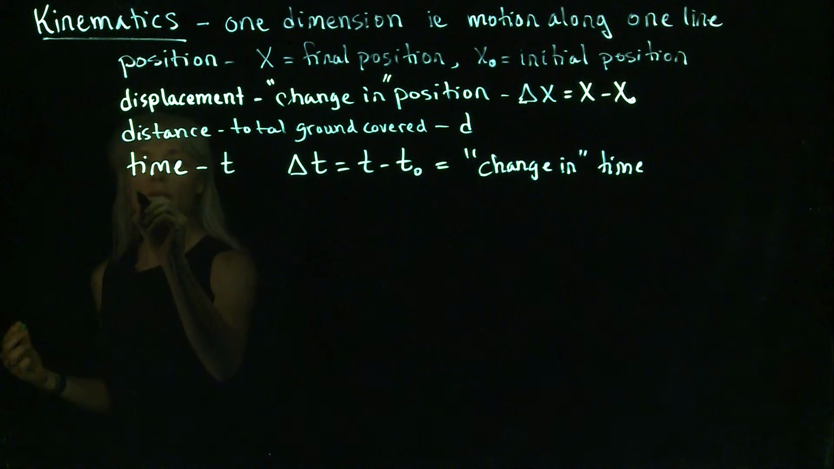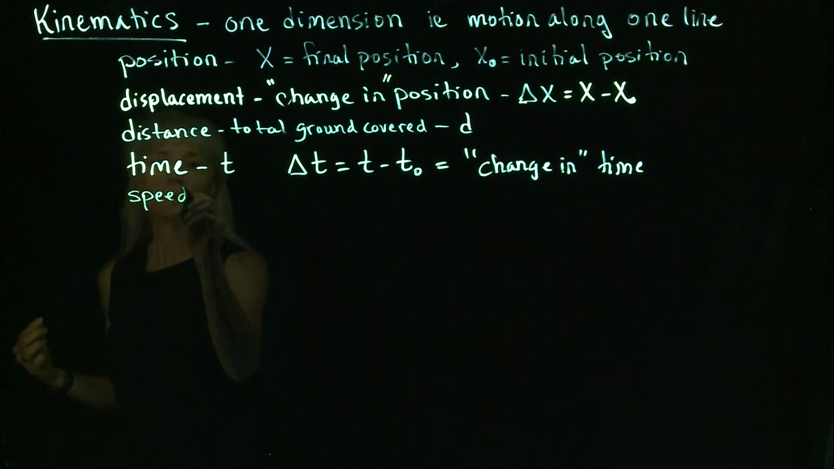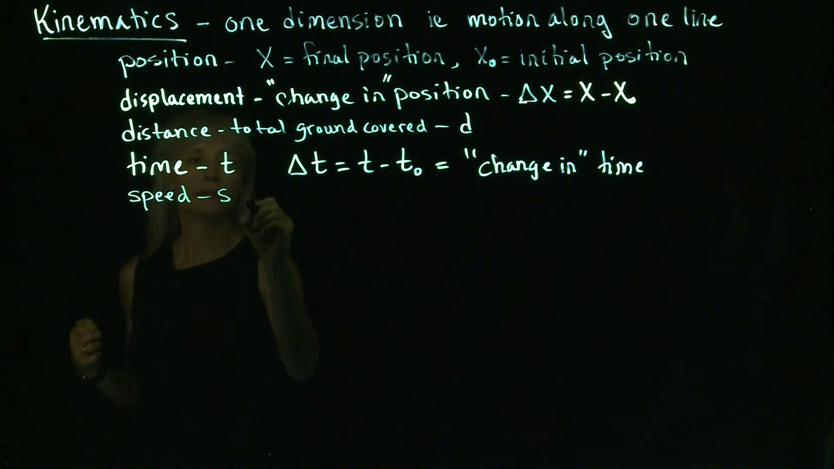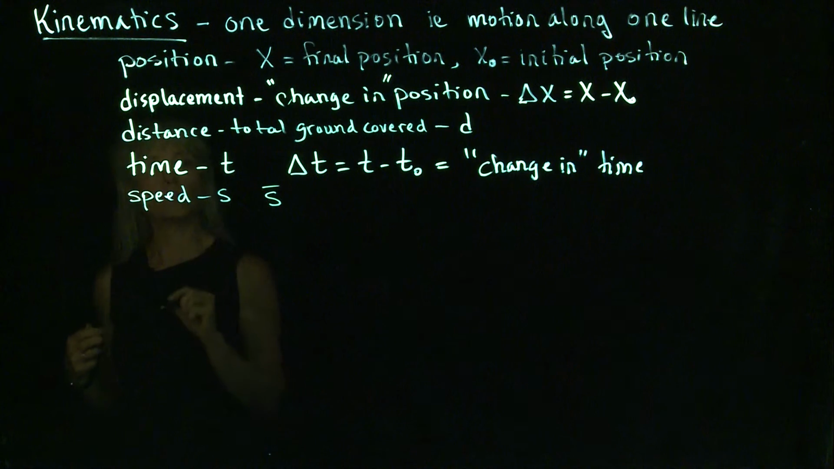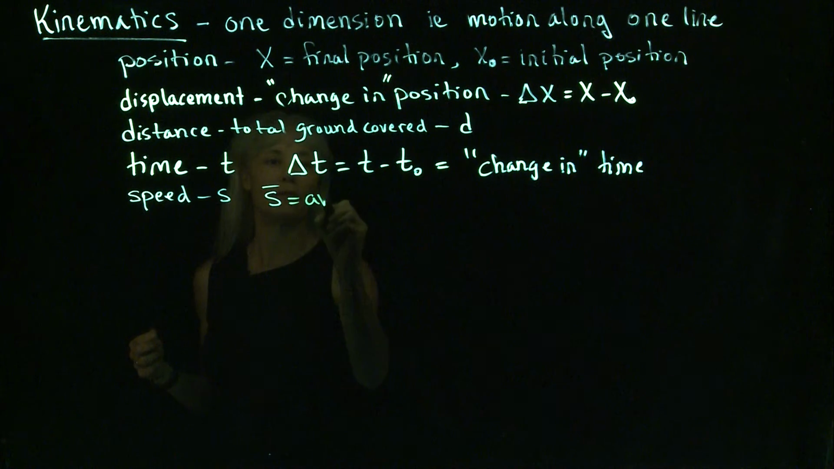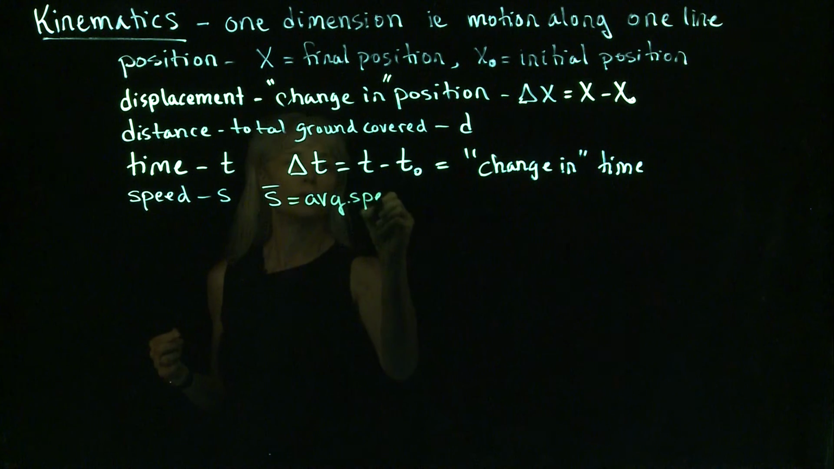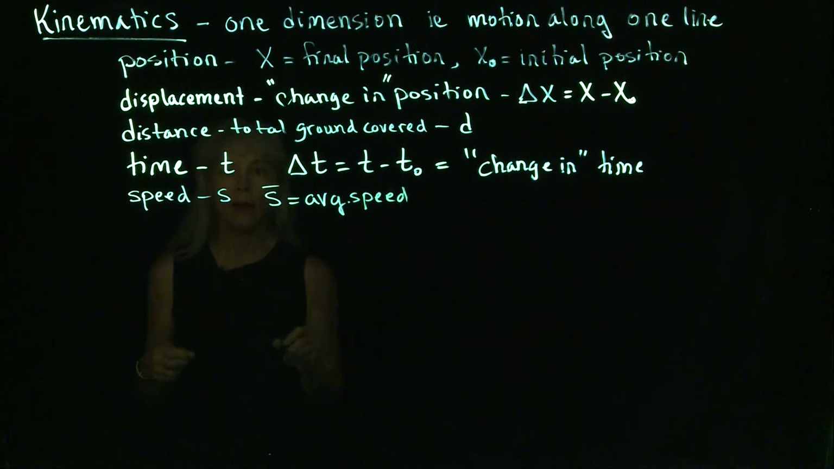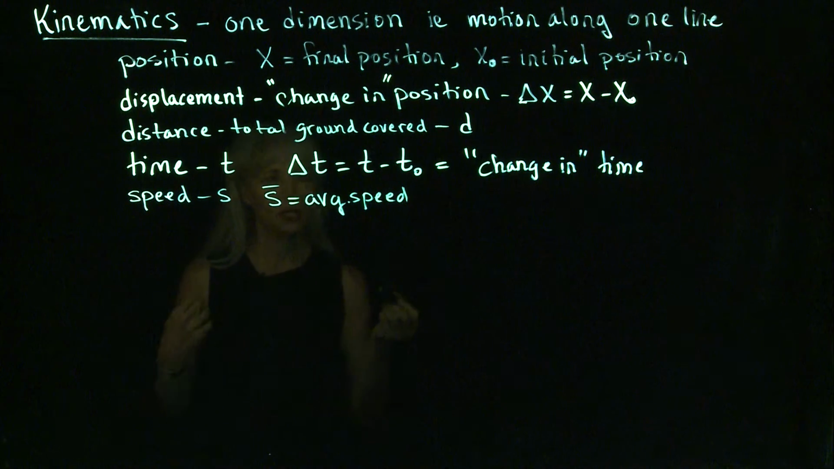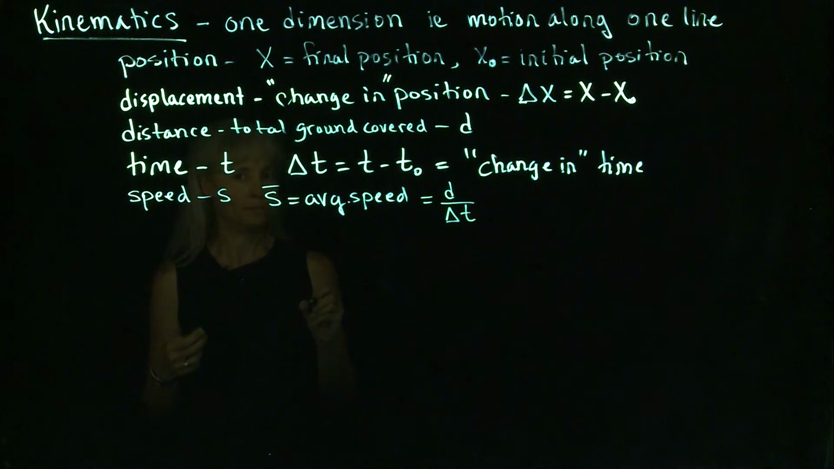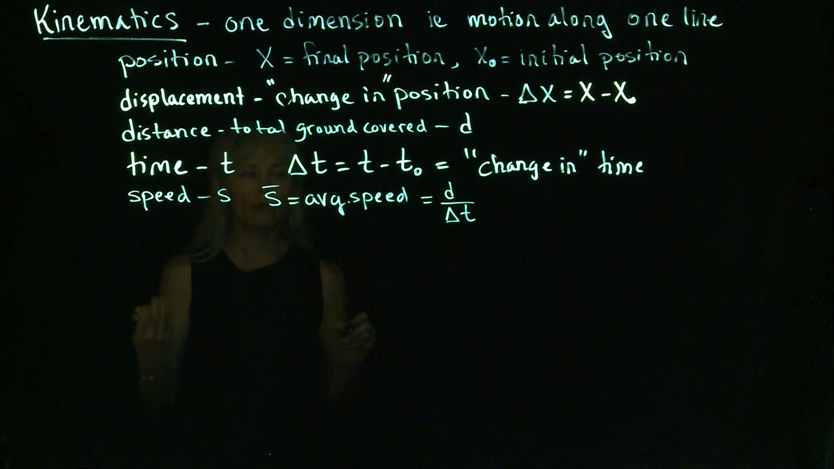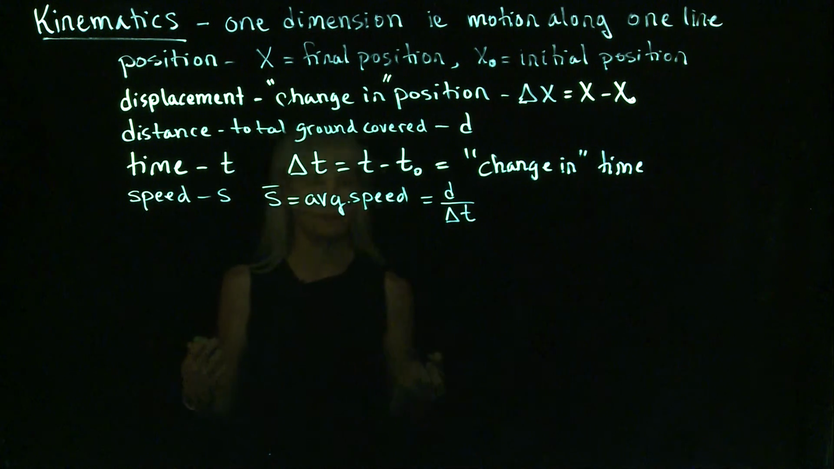Another quantity that we'll need to become familiar with is speed. Speed is going to get the symbol s. Anytime we put a bar over a quantity, so now I've got a bar over speed, this is going to define our average speed. We'll be putting bars over other quantities as well, and that will always mean average. So the average speed is defined as distance divided by the time that elapsed: the total ground covered divided by the time it took to cover that distance.